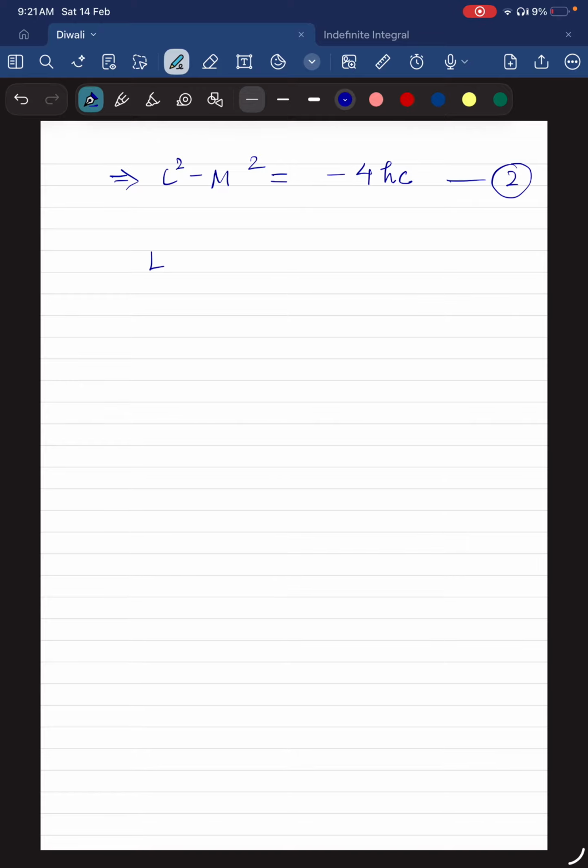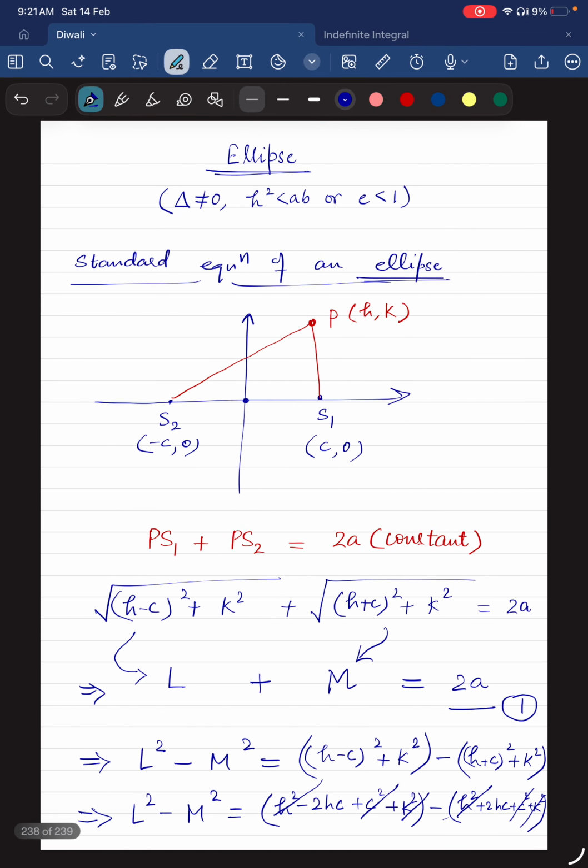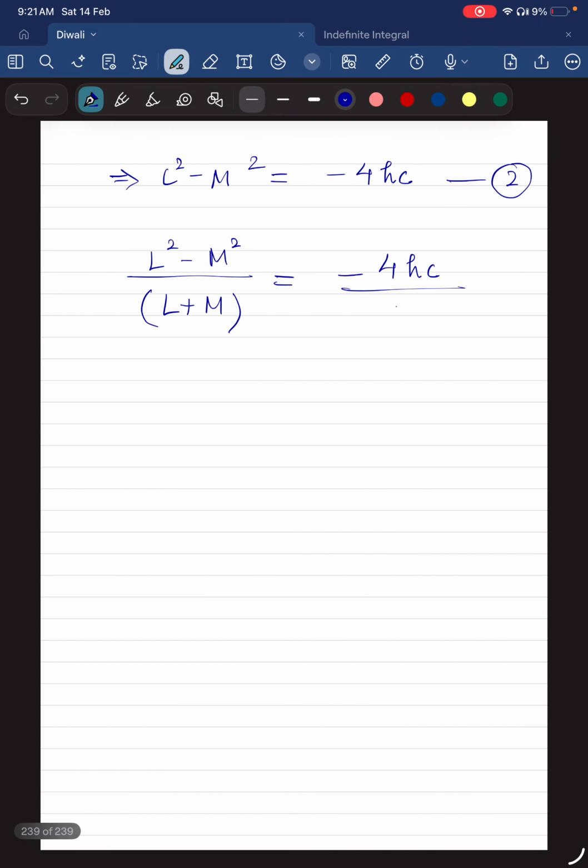If I divide equation 2 by equation 1, that is I'm dividing L square minus M square by L plus M, so on RHS I'm having minus 4hc upon 2a. Finally, I can say that L minus M will be equal to minus 2hc upon a. Considering this as equation 3.